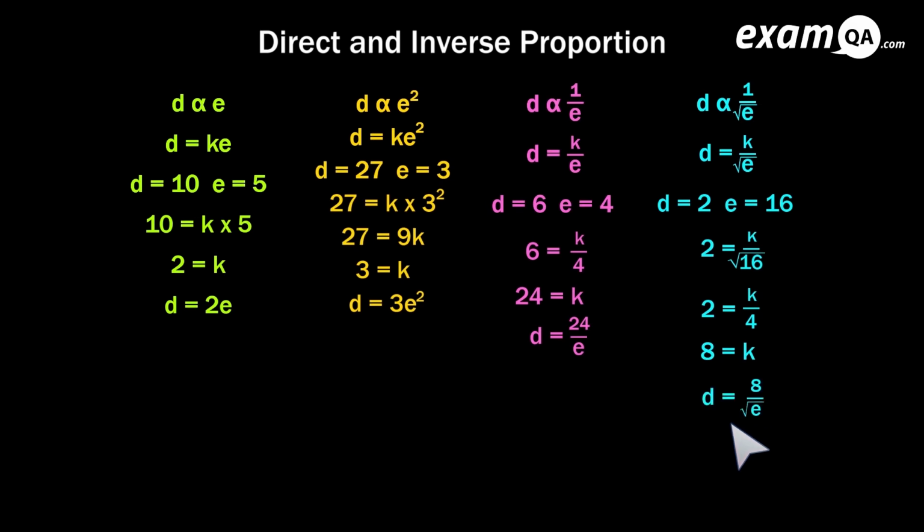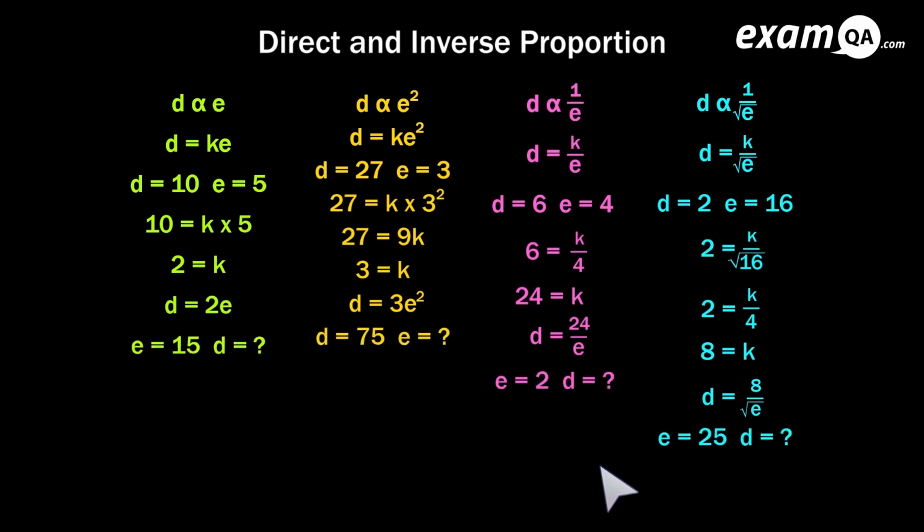Now in each case, the question usually wants you to work out something. It might give you a D value and ask you to work out the E value, or it might give you an E value to work out the D value. And in all cases, since you've worked out the K value now, you can just go ahead and use the equations because there's no unknown K anymore.